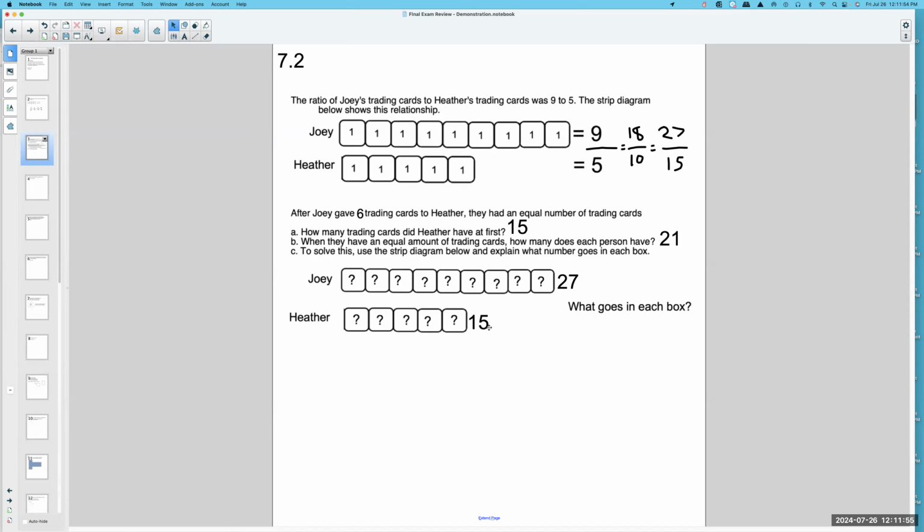And what you do is you actually are going to divide. 27 divided by 9 is 3. 15 divided by 5 boxes is 3. So I need to put a 3 in each one of these question marks to get 27 for Joey and 15 for Heather.